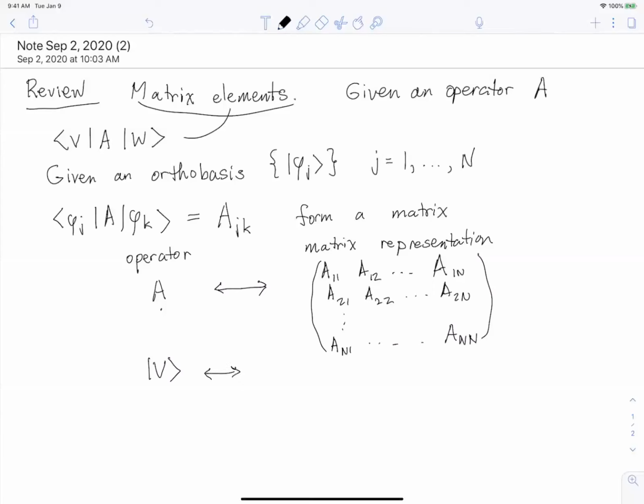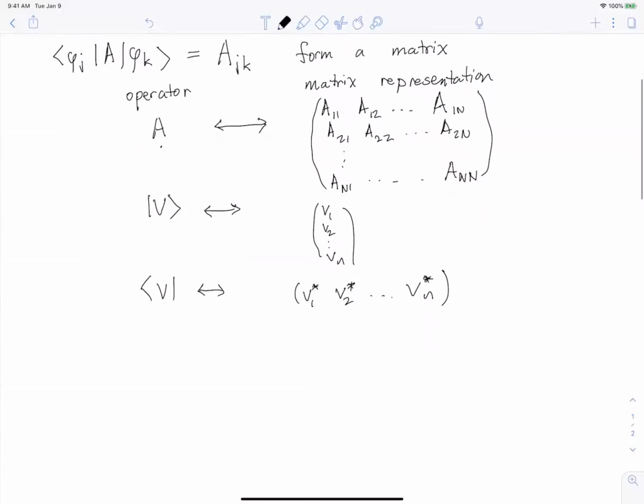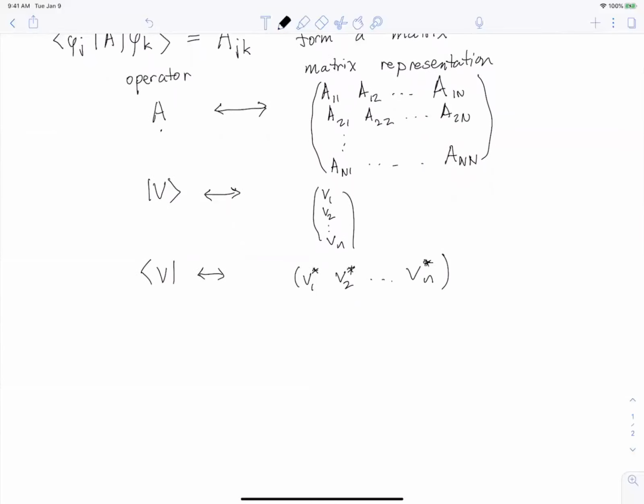Okay, V is represented by a column vector, V1, V2 to Vn. And did it again. And then the bra V is equal to a row vector, V1 star, that's complex conjugate, V2 star, up to Vn star. Okay, so the important thing is to remember to take the complex conjugate when you're talking about the bra vector.